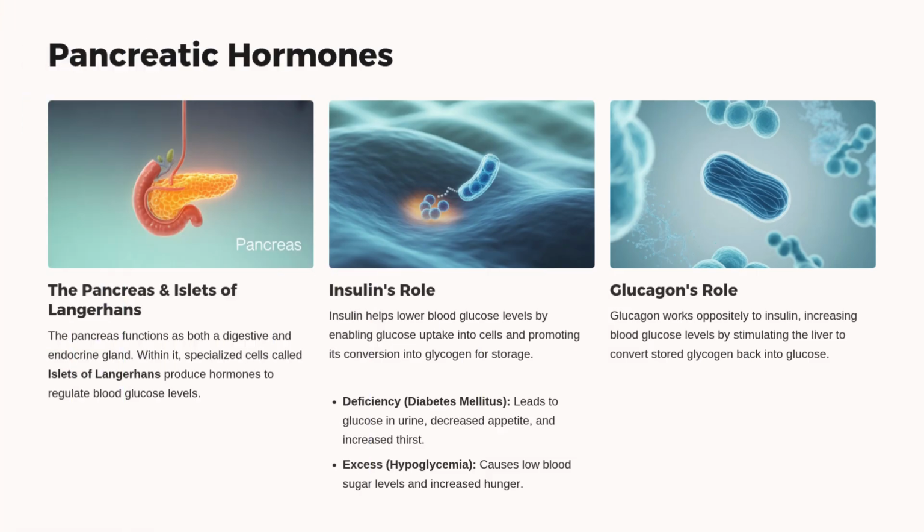Pancreatic hormones. The pancreas and islets of Langerhans. The pancreas functions as both a digestive and endocrine gland. Within it, specialized cells called islets of Langerhans produce hormones to regulate blood glucose levels.